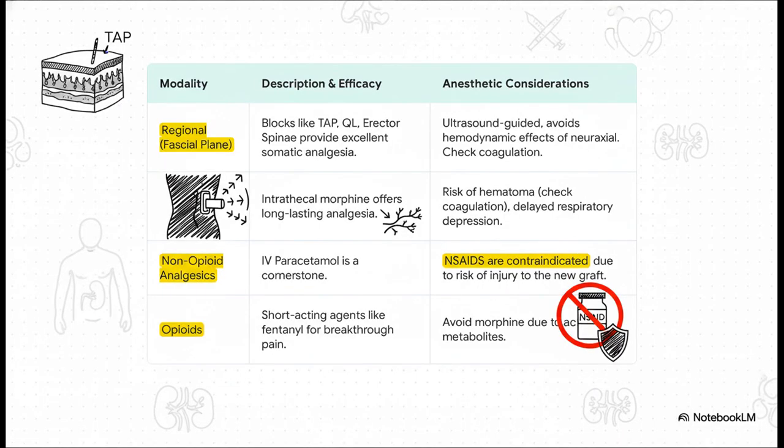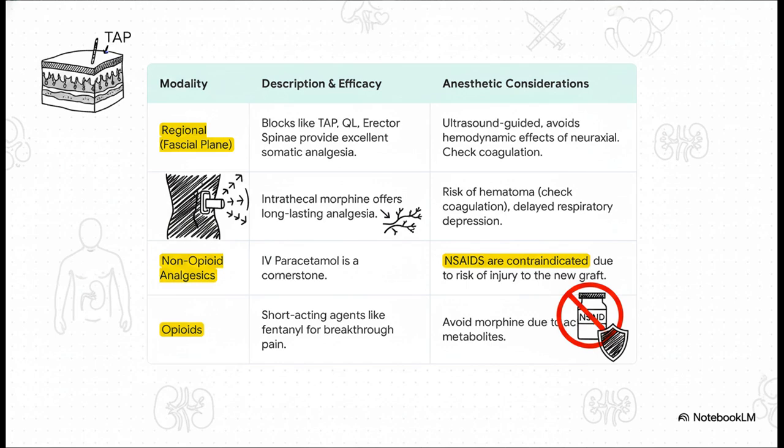A couple of things on this table are absolutely critical to point out. First, look at the non-opioid section. You see in bold, NSAIDs are contraindicated. This is a never event. Drugs like ketorolac can be nephrotoxic and can injure this precious new graft. They are completely off limits.